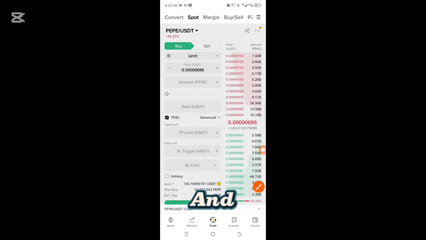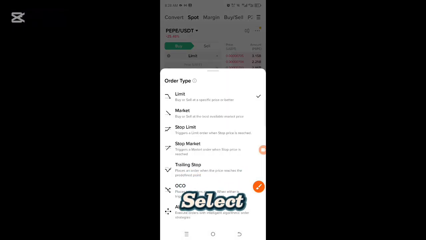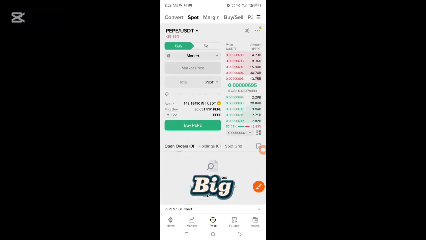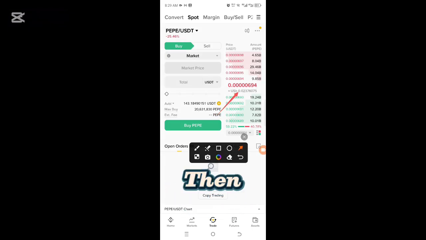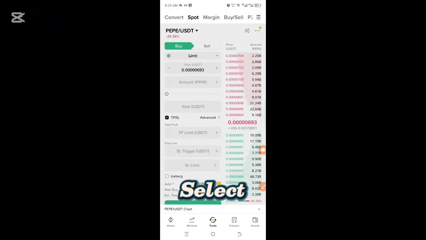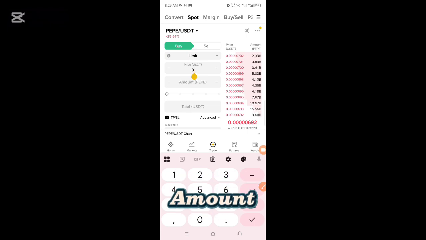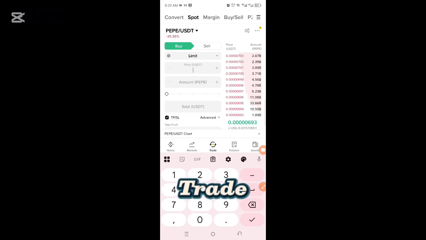Then where you see limit, you can click there and select market. If you don't know the difference between market price and limit order: with market price, you are buying this coin at its current price, which is here. If you want to buy this coin when it goes slightly down, you can click here and select limit order, and you type the price you want to buy this coin at, or you can select the amount of Pepe you would like to trade. Either way, you can put the amount of USDT you want to trade using.